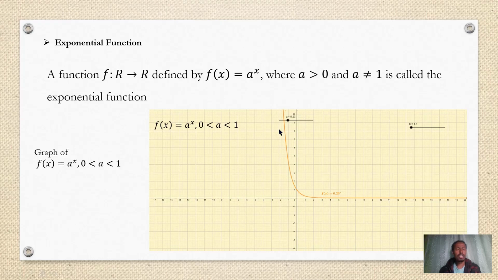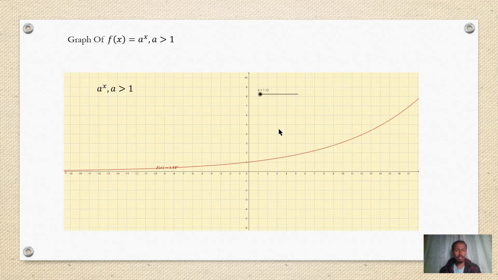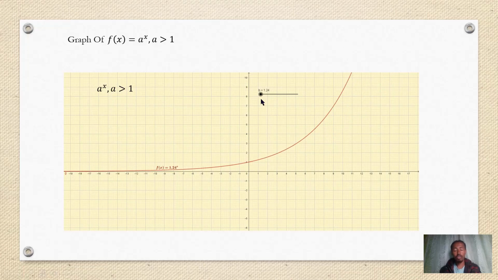And what if the value of a is greater than 1? For a greater than 1, the graph looks like this one. If the value of a goes far from 1 up to infinity, the upper half parabola will approach the positive y-axis, and if it decreases, it will go away from the positive y-axis, as you see here from the simulation.